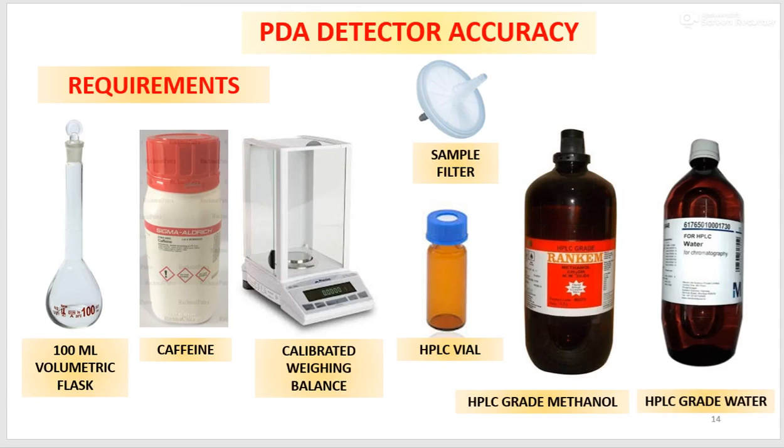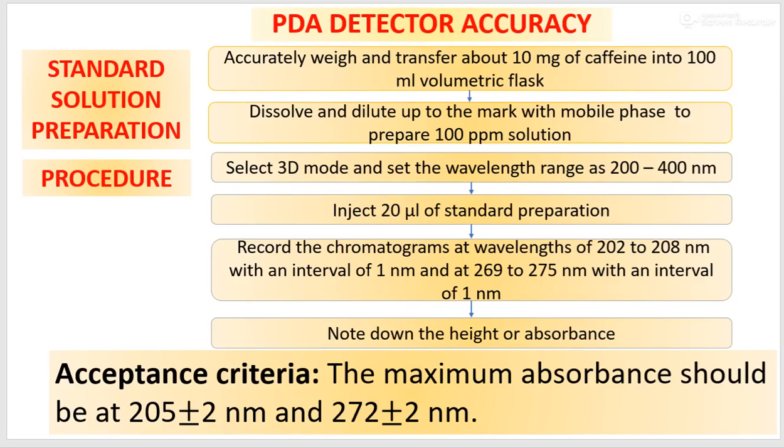Next is for detector. First we will see PDA detector accuracy. For the same, you require a 100 ml volumetric flask, caffeine, calibrated weighing balance, vial, filter for filtration of sample, and of course mobile phase, methanol and water HPLC grade. Again you have to prepare a standard solution of 100 ppm. As we have discussed, filter it, place it into the vial, into the system, and start your system using mobile phase at the given flow rate.